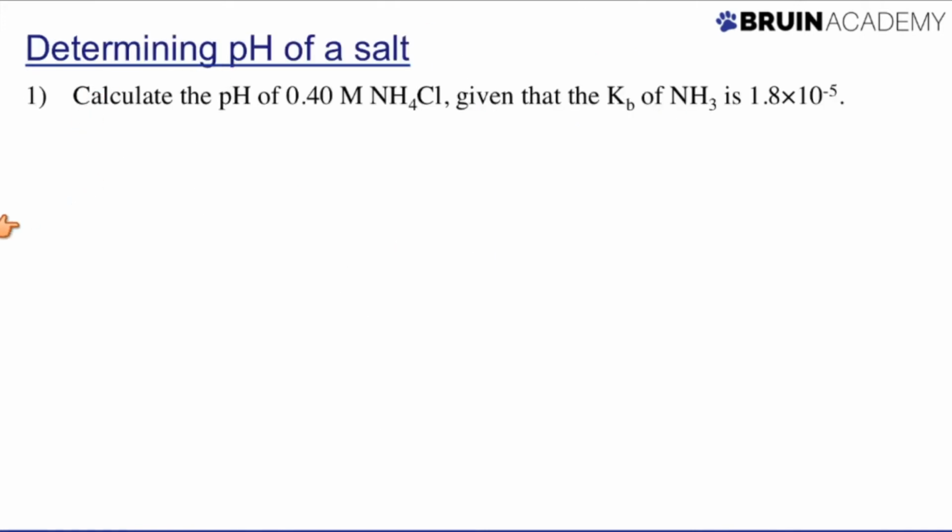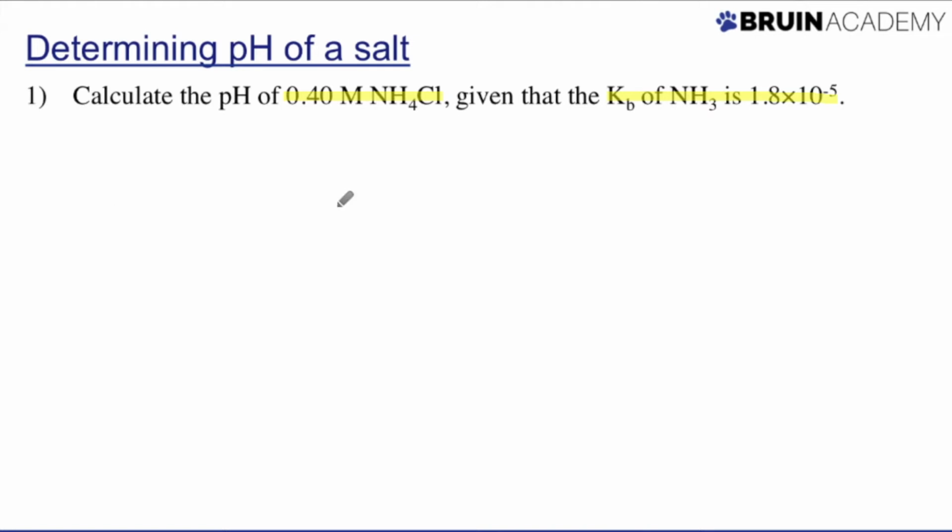So one thing that you'll be responsible for on your exam is to calculate the pH of a salt. It's not very different from calculating the pH of an acid. There's just a few steps that are slightly different, but we'll go over it in this problem. So it says calculate the pH of 0.4 molar NH4Cl given a Kb value of NH3, ammonia, of the following. So let's go ahead and give this one a shot.